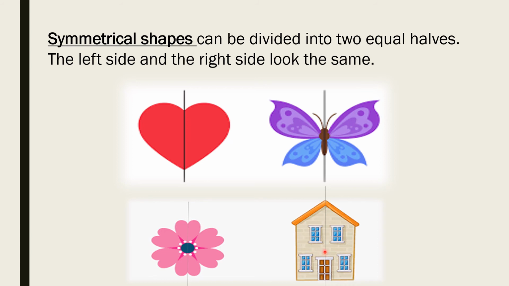Look at this. This is a house. If I make a line in between, in the center, you are noticing that the left side of the house is the same as the right side. So is this a symmetrical shape? Yes. I have divided the shape into halves such that both halves are equal. So this house can be divided into two equal halves. This flower can be divided into two equal halves. This heart can be divided into two equal halves. And this butterfly can be divided into two equal halves. This means all these shapes are symmetrical.